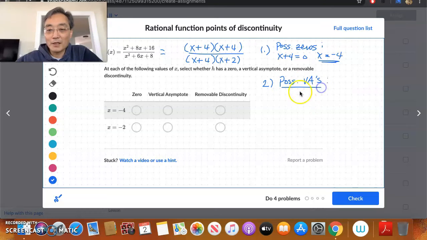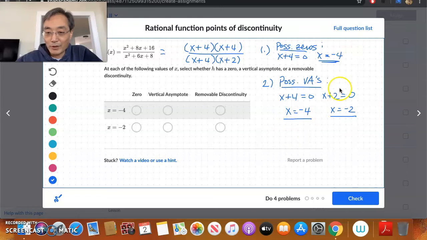Well, again, possible vertical asymptotes are the values of x that make the denominator 0. We have two of them, x plus 4 and x plus 2. So let's check to see what the possible vertical asymptotes are: x equals negative 4 and x equals negative 2. Here are the possible vertical asymptotes.